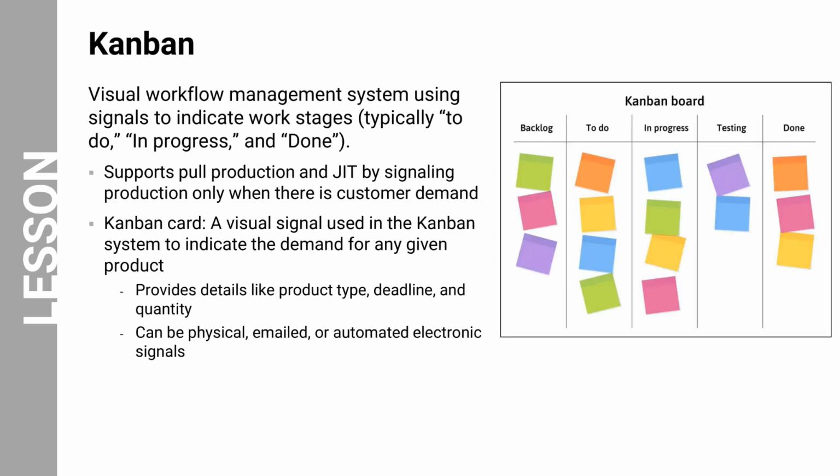The second lean building block is Kanban. Kanban, the Japanese word meaning signboard, is a production scheduling system that uses signals to indicate demand for a product, which is driven directly by the customer.